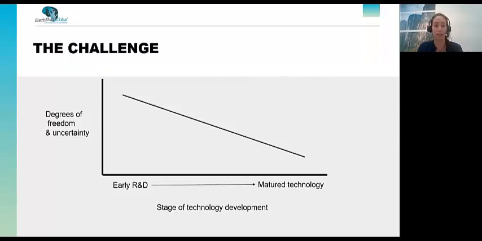If we think about applying LCA, we have this great uncertainty. The more mature the technology is, the less uncertainty we have. The more data we are able to collect, the more we know about how this technology is going to perform, how this product is going to be used. It is much more convenient for LCA, right? We have less uncertainty, we have more information. However, the degrees of freedom is also lower.